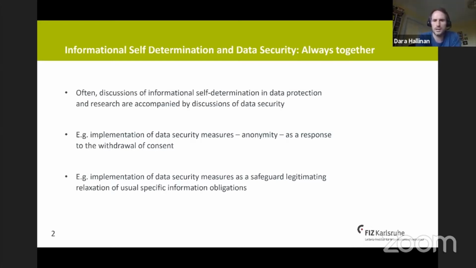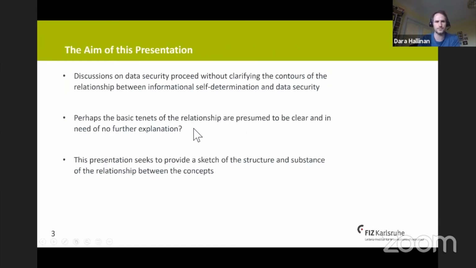One example is the discussion as to the degree to which the implementation of data security, in this case anonymity measures, can function as a response to the withdrawal of consent by a data subject or a research subject. Another example is the discussion concerning the degree to which the implementation of data security measures can serve as a safeguard legitimating the relaxation of normally applicable conditions to obtain specific informed consent under certain circumstances outlined in Recital 33 of the GDPR.